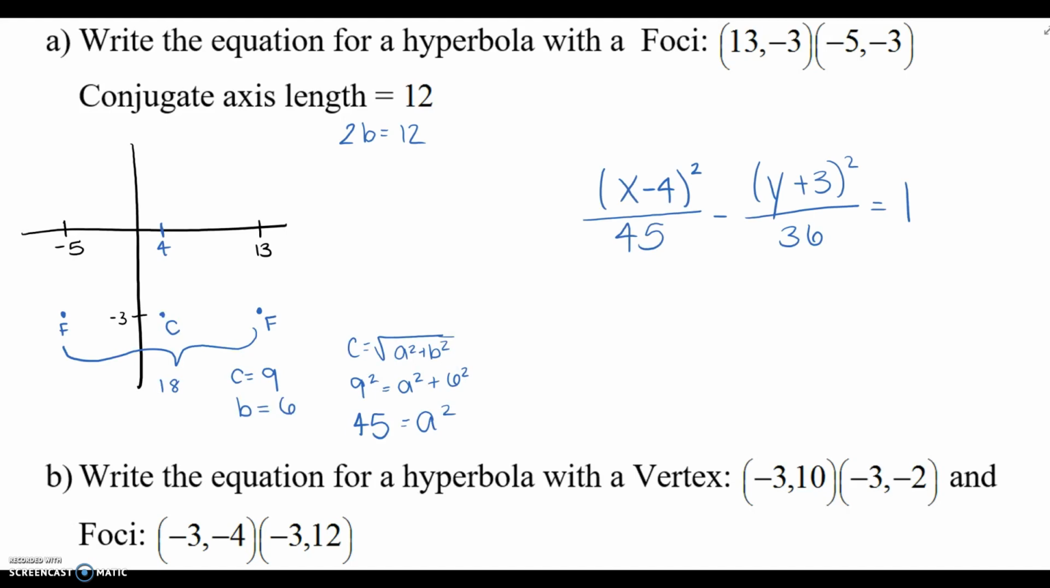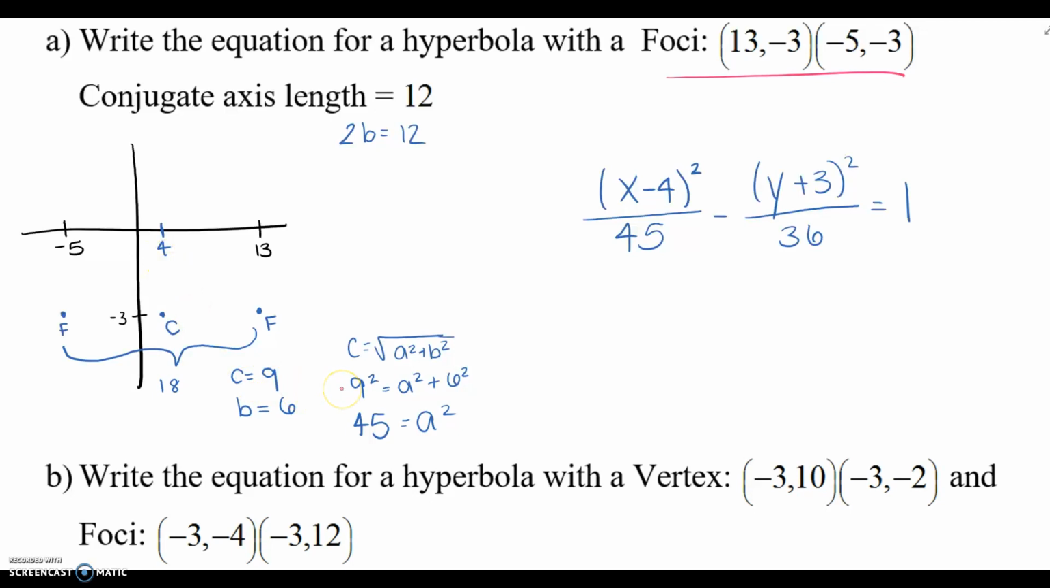Alright, so hopefully for A, you got x minus 4 squared over 45 minus y plus 3 squared over 36 equals 1. So just recapping what I did to get this, the first thing I did was plot my foci. So I did 13, negative 3, and negative 5, negative 3. And then I knew my foci distance would be a total of 18. And then remember, center to foci is going to be your c value. So if foci to foci is 18, that means that my c value is going to be 9.